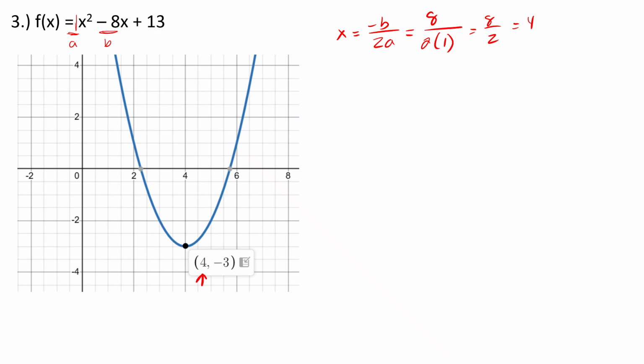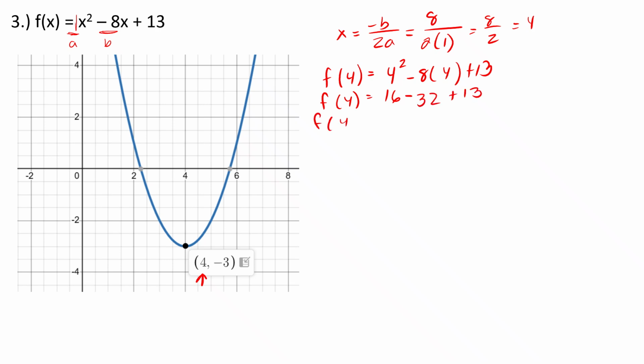Now look down here. Look at what the x coordinate of the vertex is. It's a 4. And then to find the y coordinate, you plug in the x coordinate and just evaluate it. And you might be able to use a calculator for that. 4 squared is 16. This will be -32 plus 13. 16 minus 32 is -16, and -16 plus 13 is -3. Oh, look.